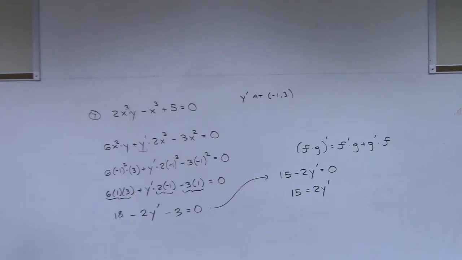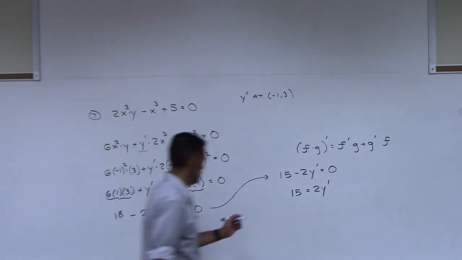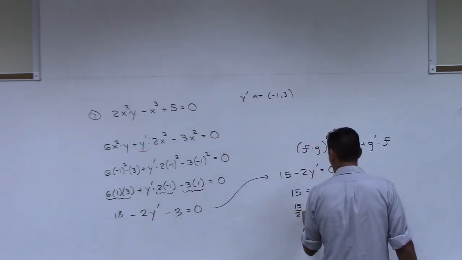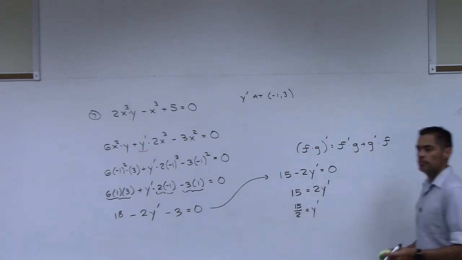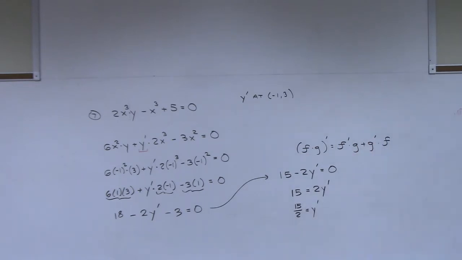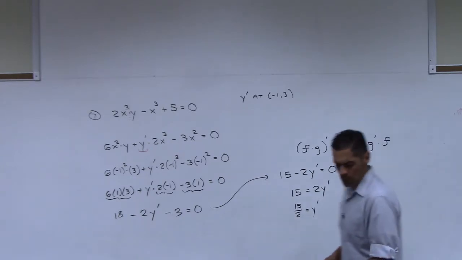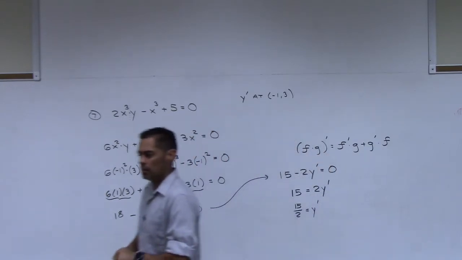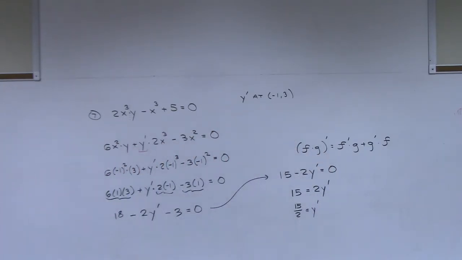Y'all still good? What's my last step here? Divide by 2. So 15 halves is y prime. Why don't you try number 6 right now? And just be very careful.